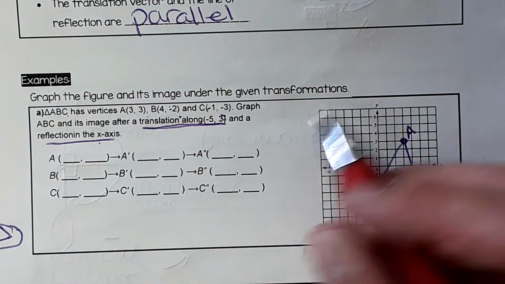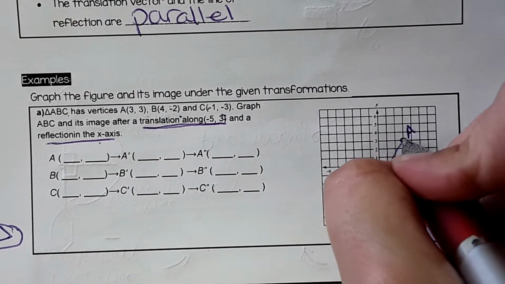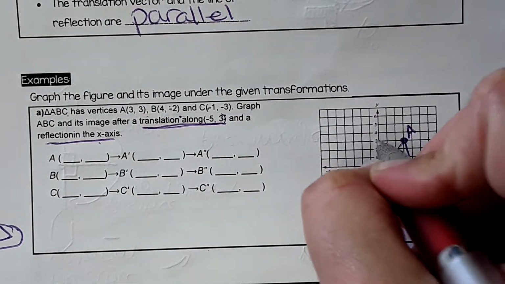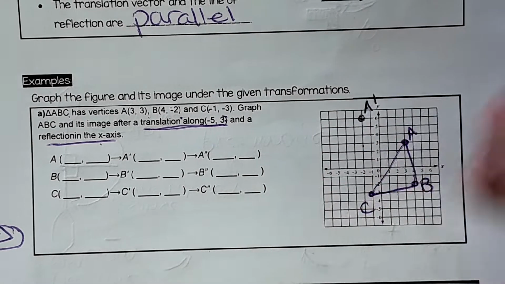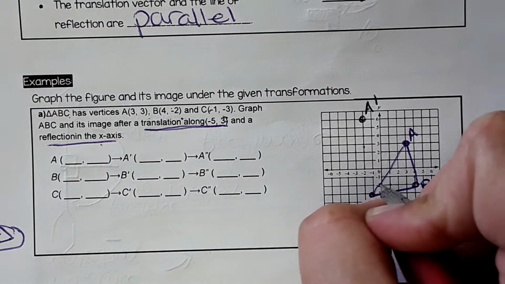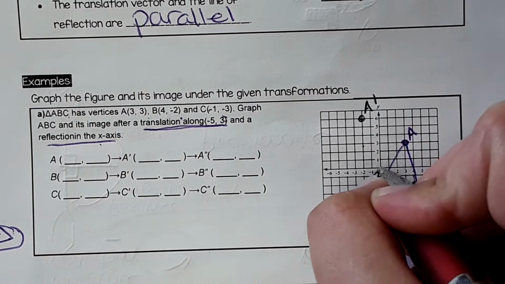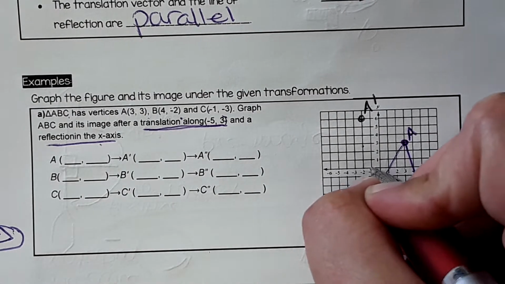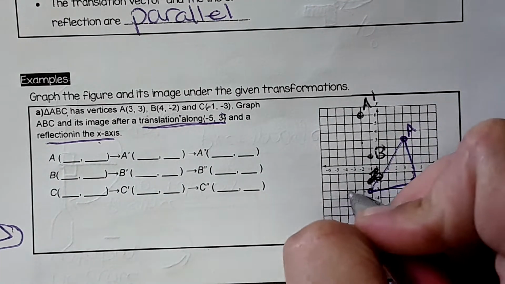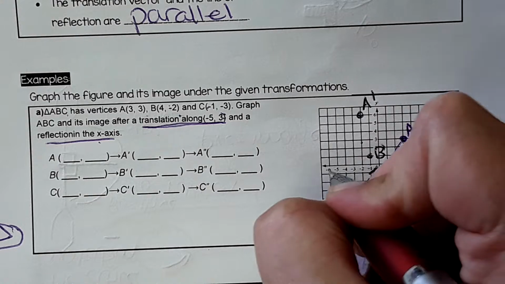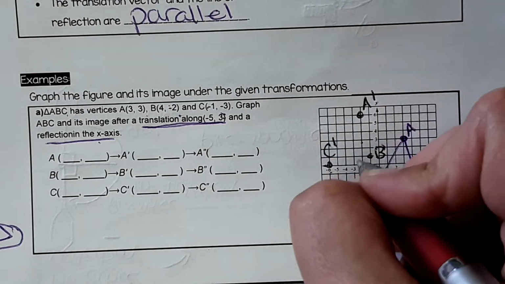So we have to go to the left 5, up 3. From each point, I'm going to the left 5: 1, 2, 3, 4, 5, up 3. Get A prime. Oh, up 3, I read that part. B prime. And C prime.